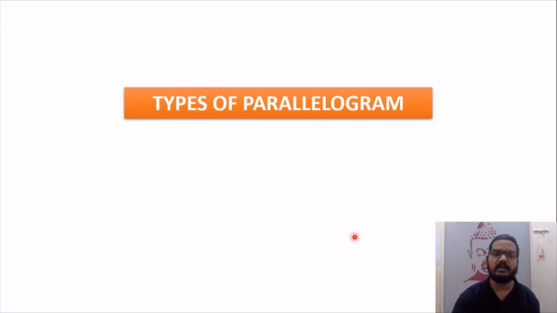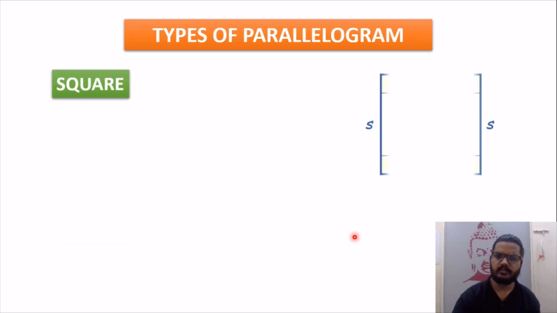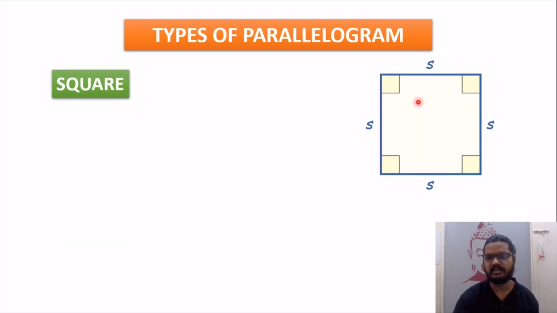Let's move to the next type, which is nothing but square. Now when we talk about square look like this. Now as you can observe SSS, that means all sides are equal to each other. So it is kind of like a rectangle, but rectangle have only opposite sides equal.